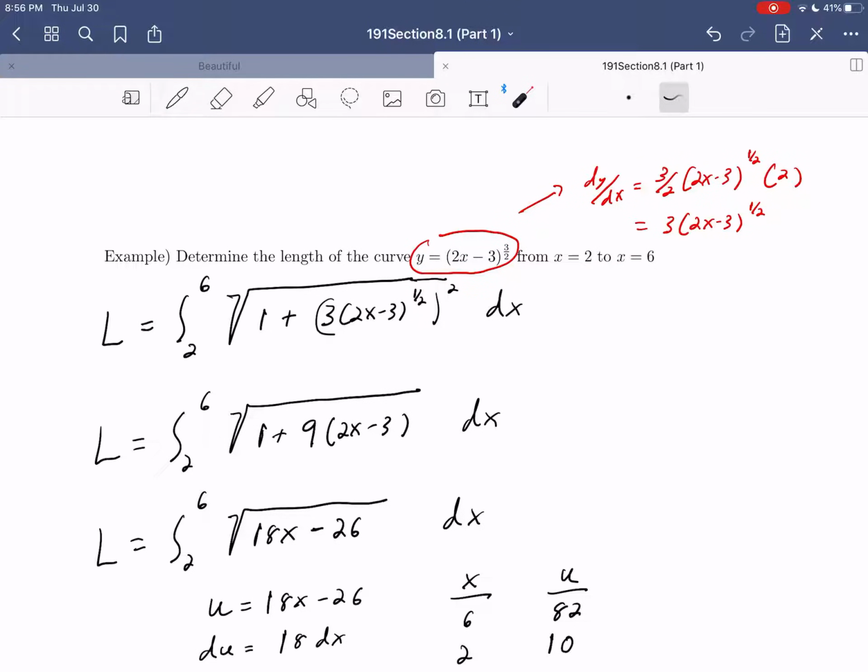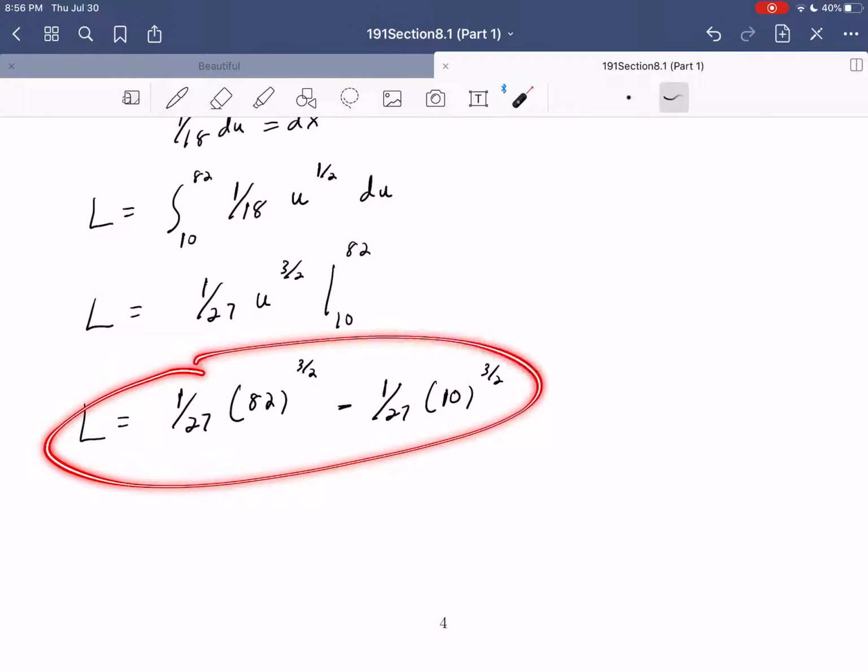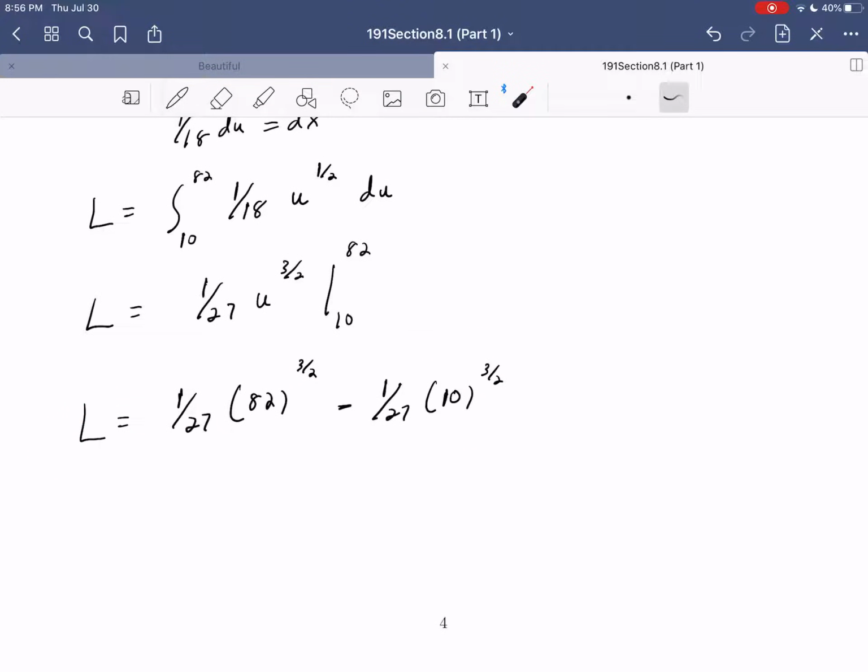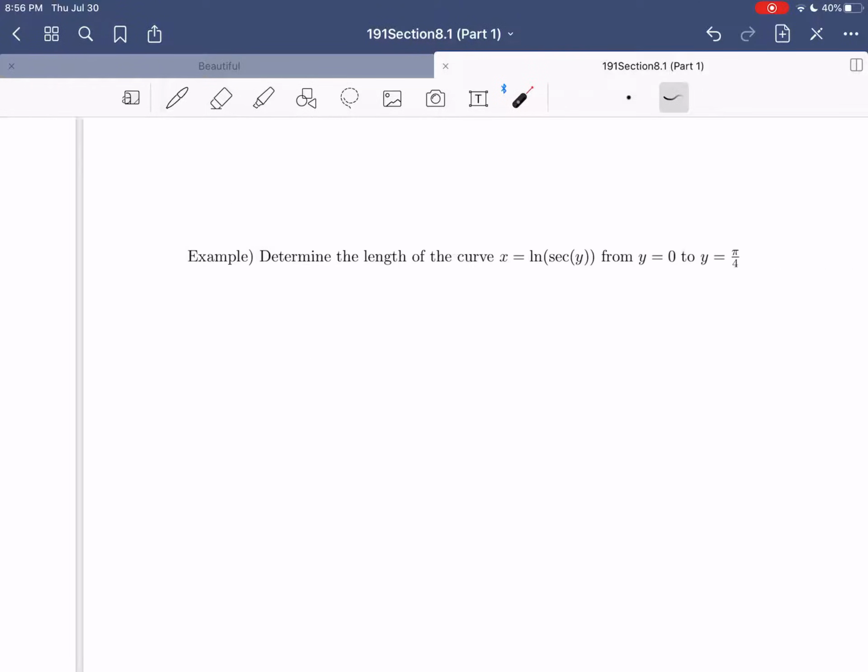If you want, on your own, plug in x equals 2 and x equals 6 into this, get the 2 points, measure the straight line distance using the Pythagorean theorem or the distance formula, and you will see that the result you get there is smaller than this, because the straight line distance is always the shortest distance. For now, though, let's take a look at another example here.